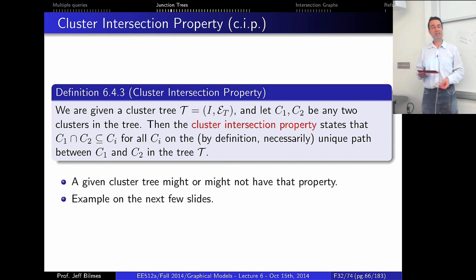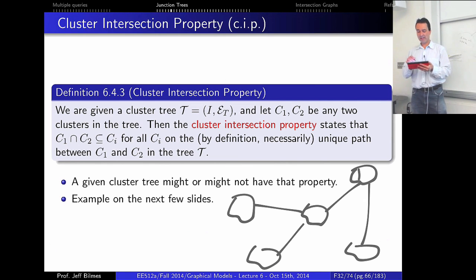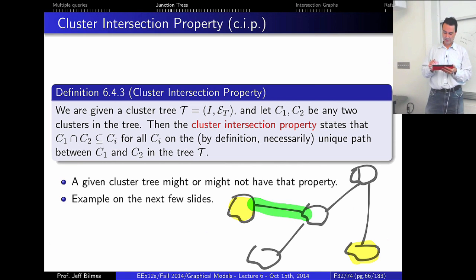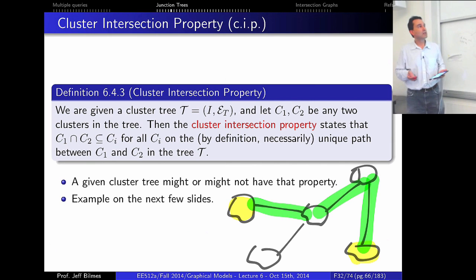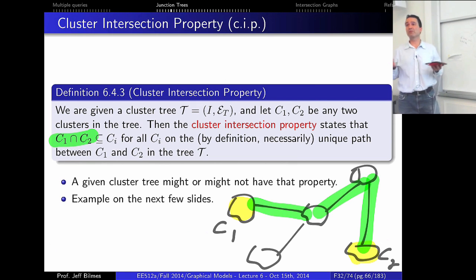What the cluster intersection property says is that if you've got a cluster tree, then if you take any two nodes in the cluster tree, so let's draw a cluster tree. I guess I should be consistent and draw clouds as the nodes. So there's a cluster tree, right? If I take any two nodes in the cluster tree, then there's necessarily going to be a unique path between those two nodes. That's because it's a tree. And then we could define this one to be C1 and this one to be C2. And C1 and C2 might have some intersection. C1 intersect C2, since these are original graph vertices.